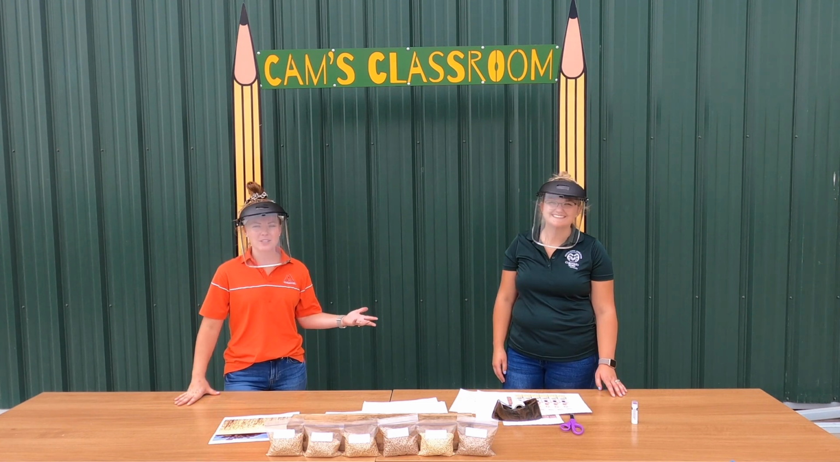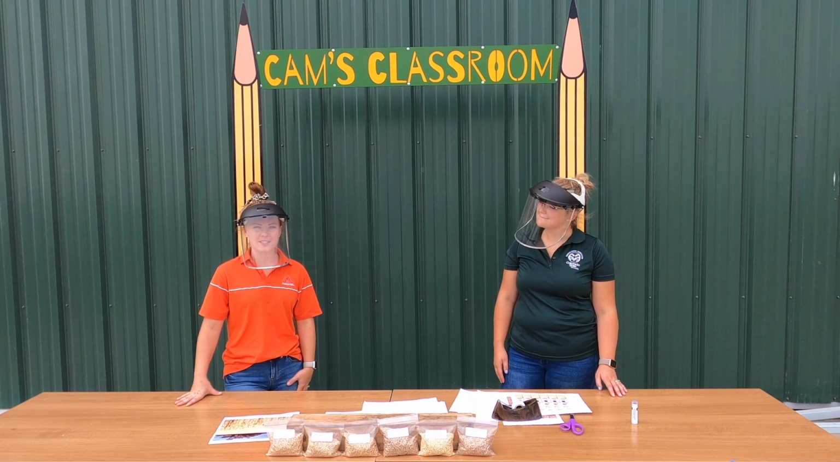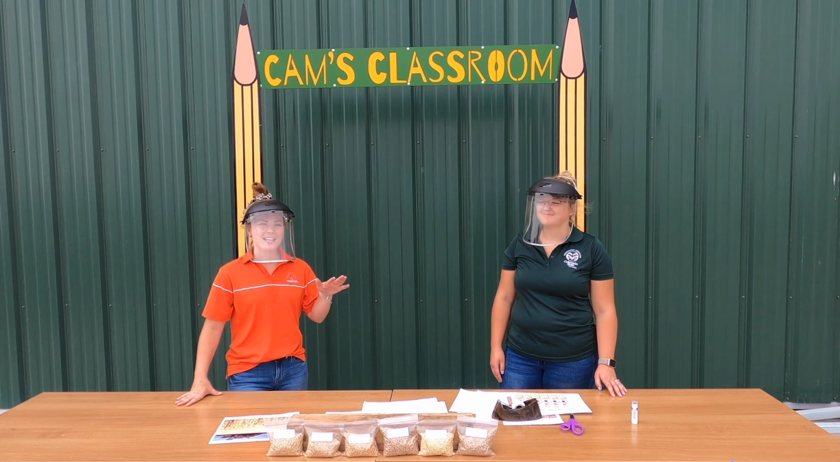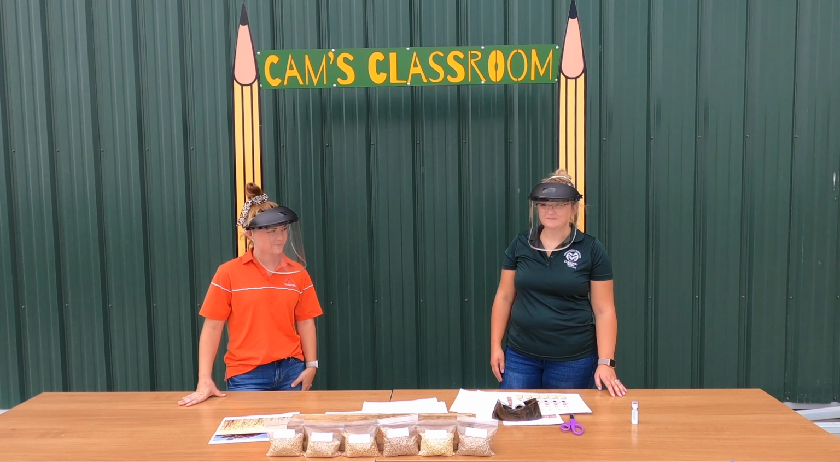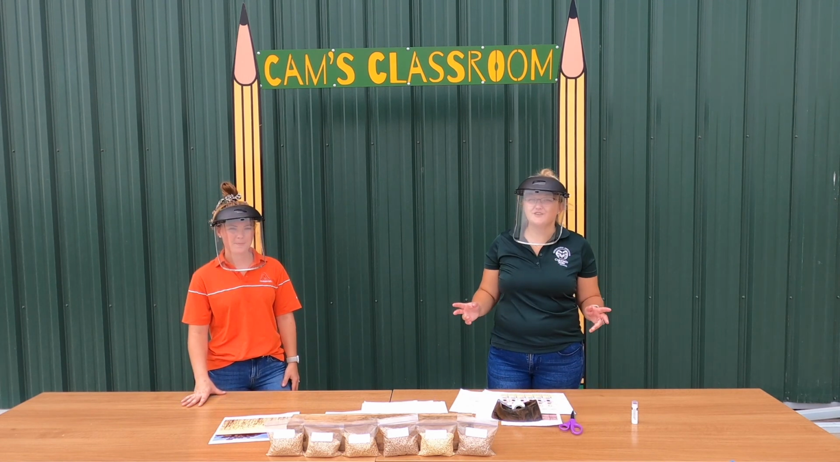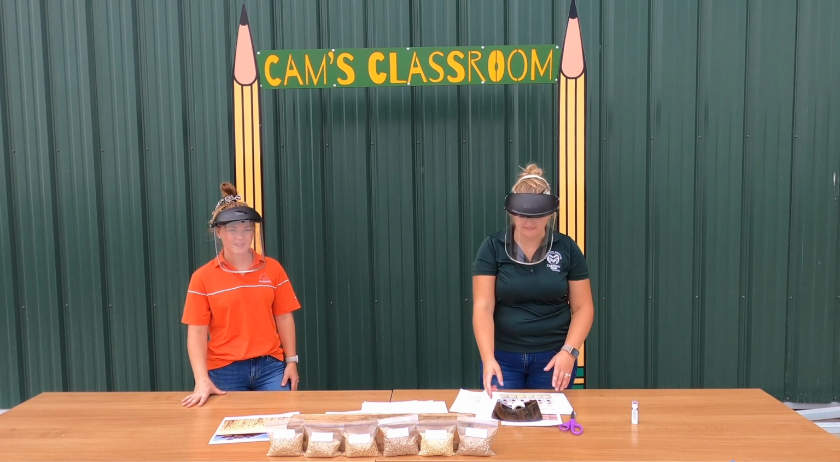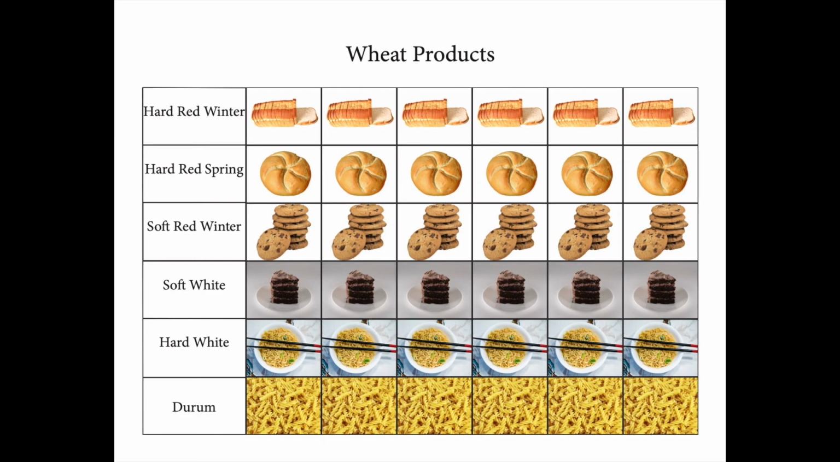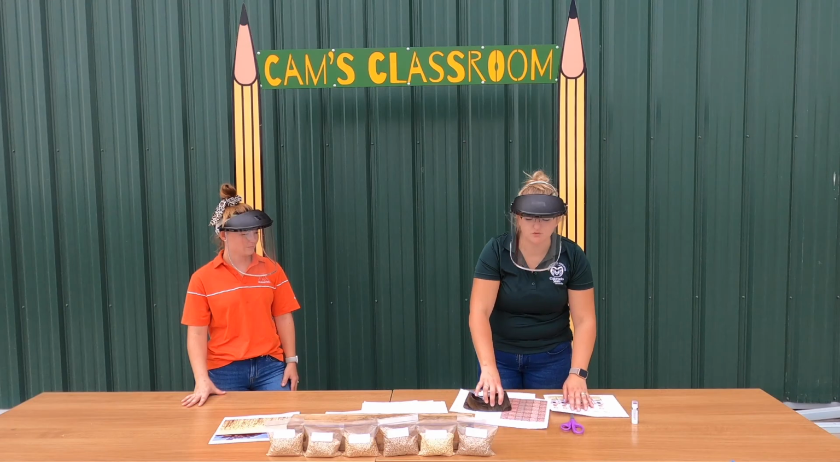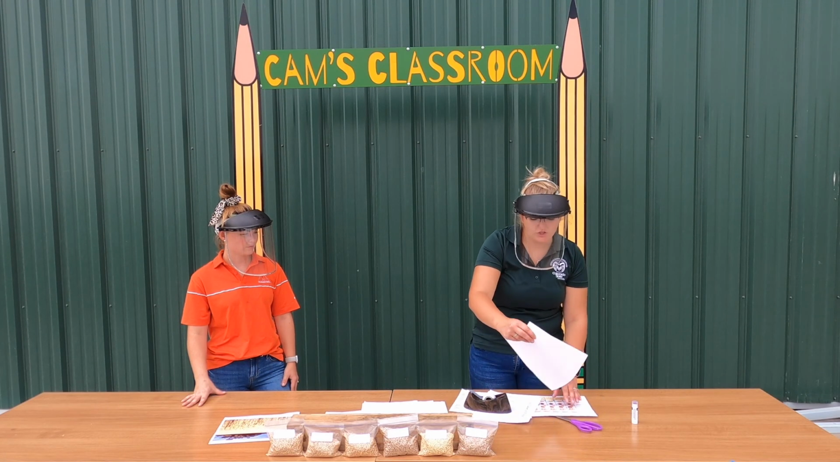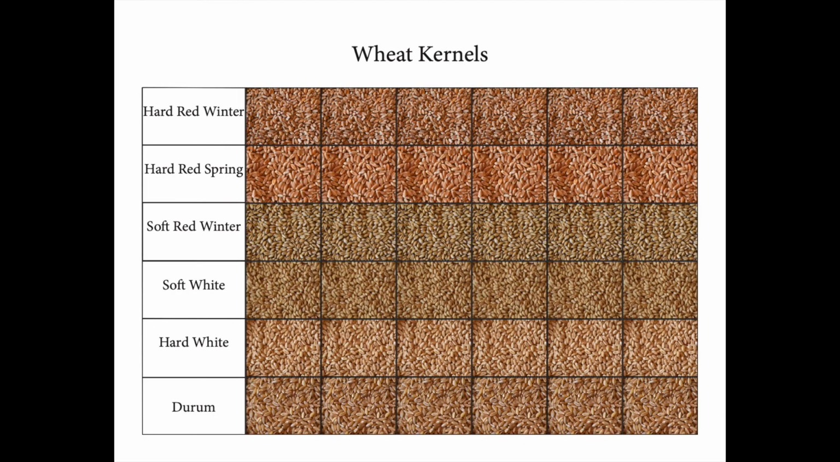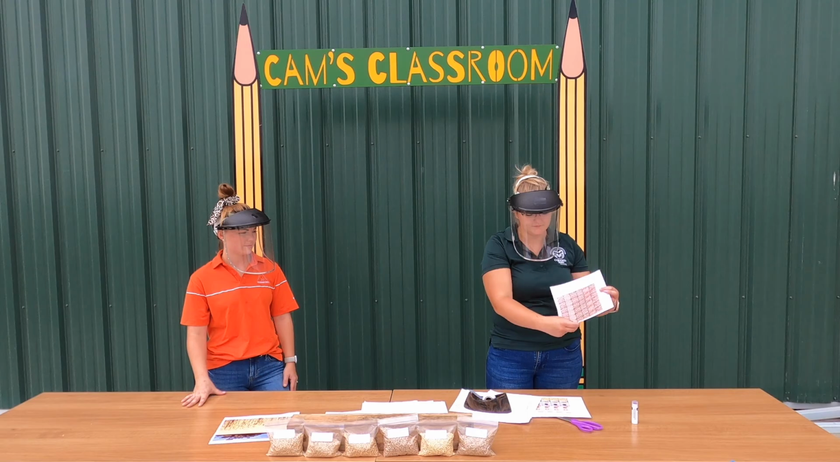So now that we've learned a little bit more about the characteristics of each of the 6 classes, let's investigate them further. A couple things we need to do before continuing with this activity is cut a strip of the wheat products and then cut each individual picture out. Then, if you don't have the wheat samples, go ahead and do the same thing with the 6 different classes of wheat and cut 1 vertical strip and then cut out each individual picture.